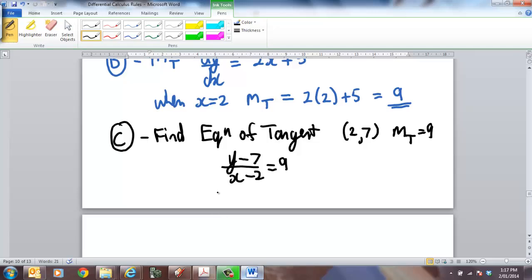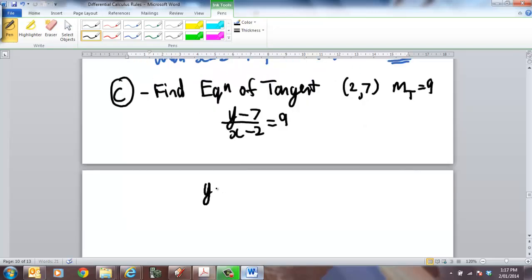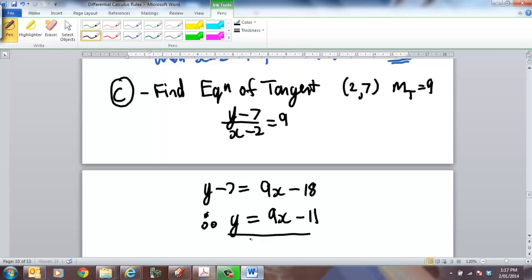Then I can rearrange that and say that y - 7 equals 9x - 18, multiplying the 9 through to both terms. And so therefore, the equation of my tangent is y equals 9x, plus 7, so that's going to be minus 11. So that will be the equation of my tangent to the quadratic at that point.